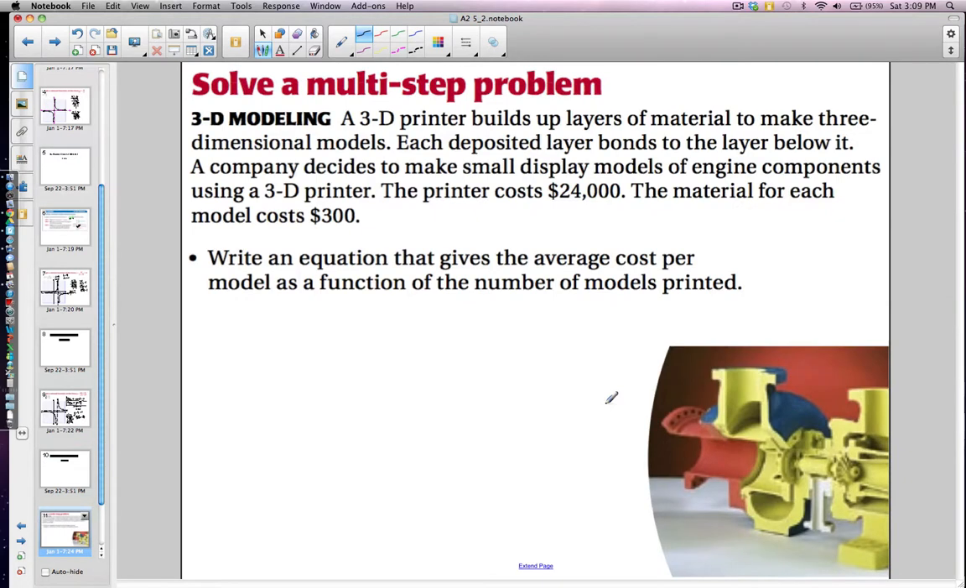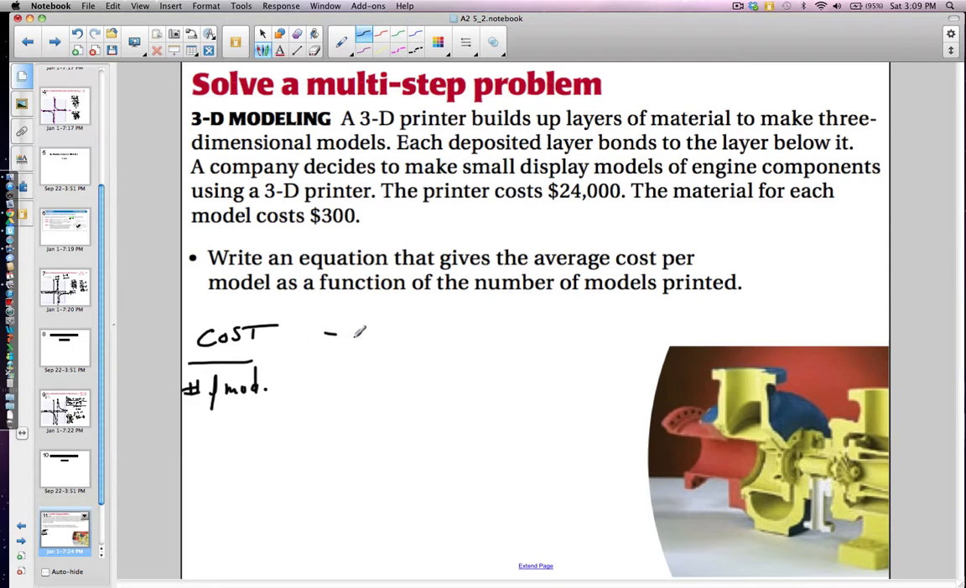And let's go ahead and solve this problem that we discussed at the beginning of the chapter. So the first thing I want to do, remember, for me to do cost per model, I have to find an equation for the cost, an equation for the number of models.